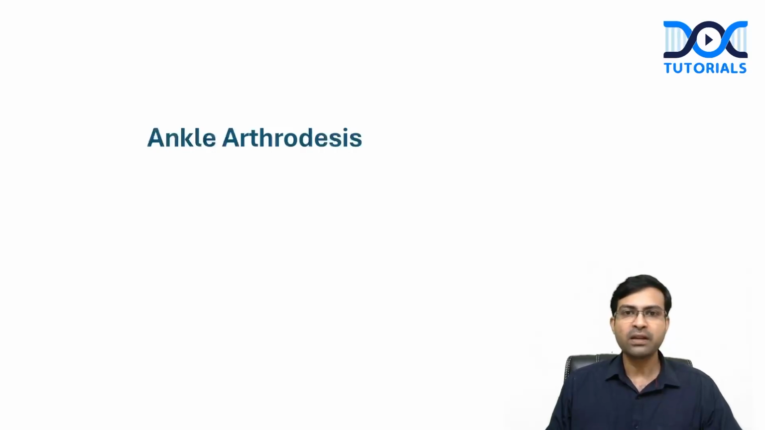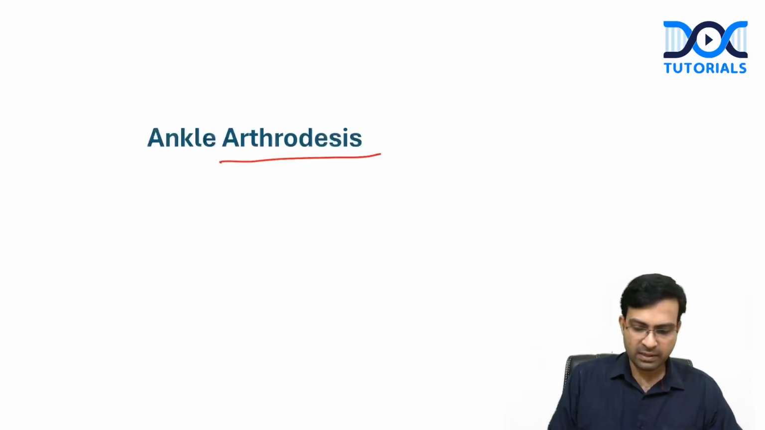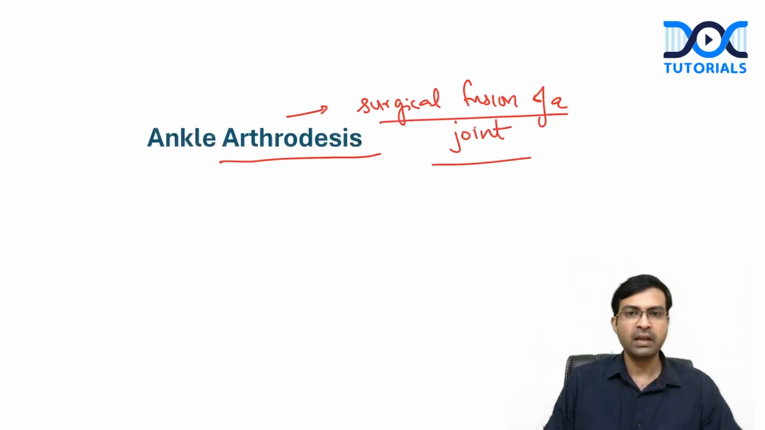This chapter is going to be on ankle arthrodesis. What is arthrodesis? Arthrodesis is the surgical fusion of a joint, isn't it? Several years back, arthrodesis was a routinely done surgery for several diseases, especially diseases of joints that cause severe pain or instability. Okay.